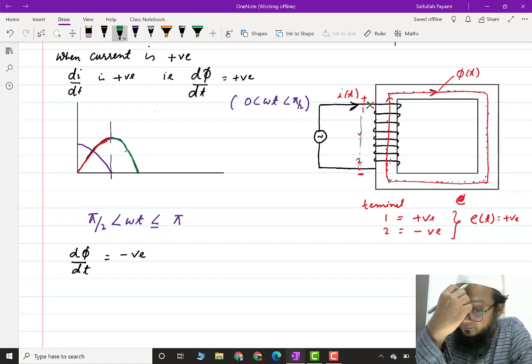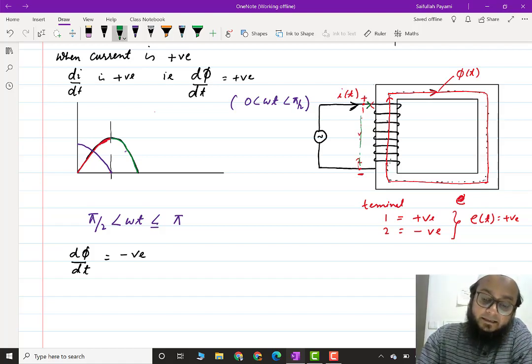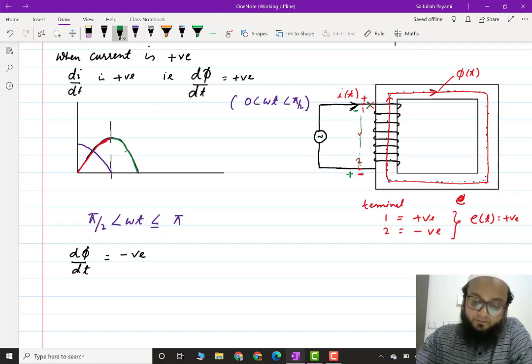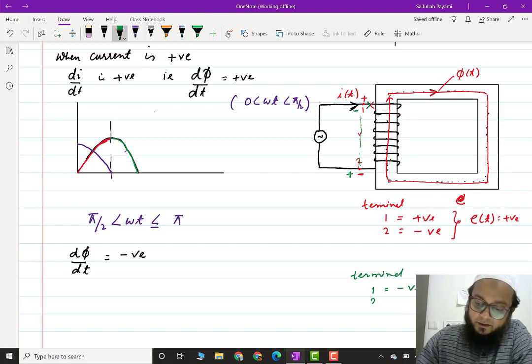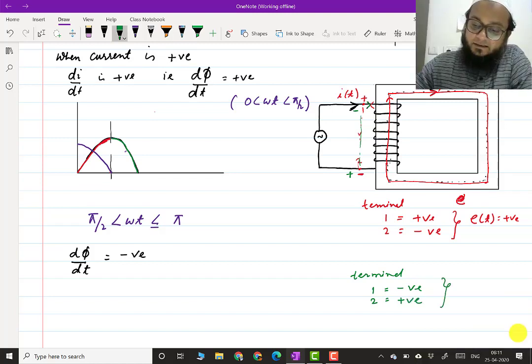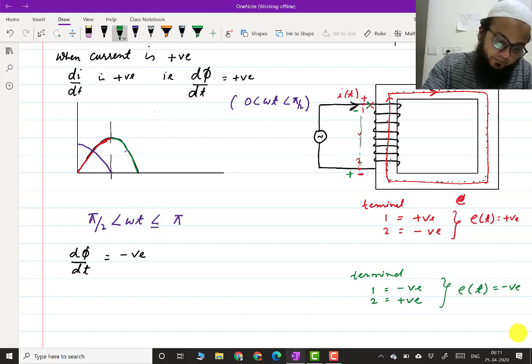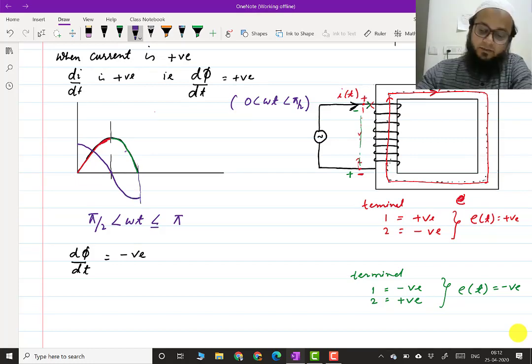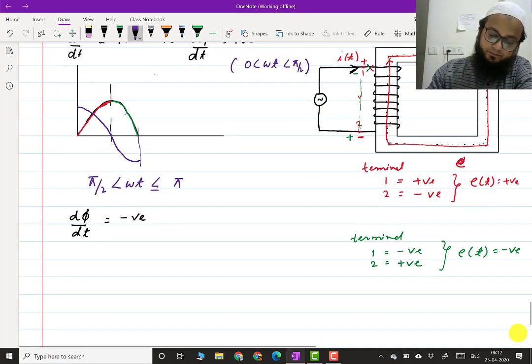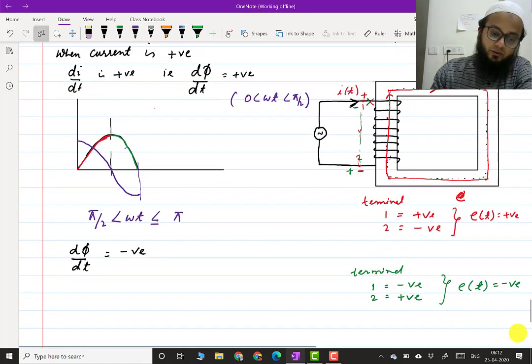So for this condition, this is only possible when terminal 2 is positive and terminal 1 is negative. So in this case, terminal 1 is negative and terminal 2 is positive. This means ET has become negative now, till this region.